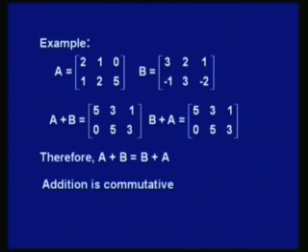If you add B plus A, then 3 plus 2 is also 5, 2 plus 1 is 3, 1 plus 0 is 1. Minus 1 plus 1 is 0, 3 plus 2 is 5 and minus 2 plus 5 is 3, and one can note that A plus B is of 2 by 3, B plus A is of 2 by 3 and they are equal element by element, and that is why A plus B and B plus A are the same matrices. And this establishes that addition is commutative in this example.